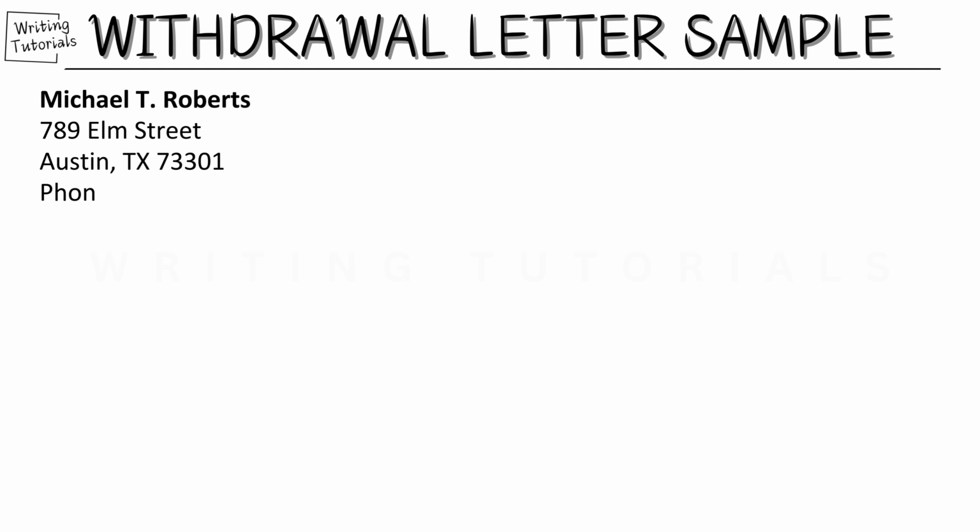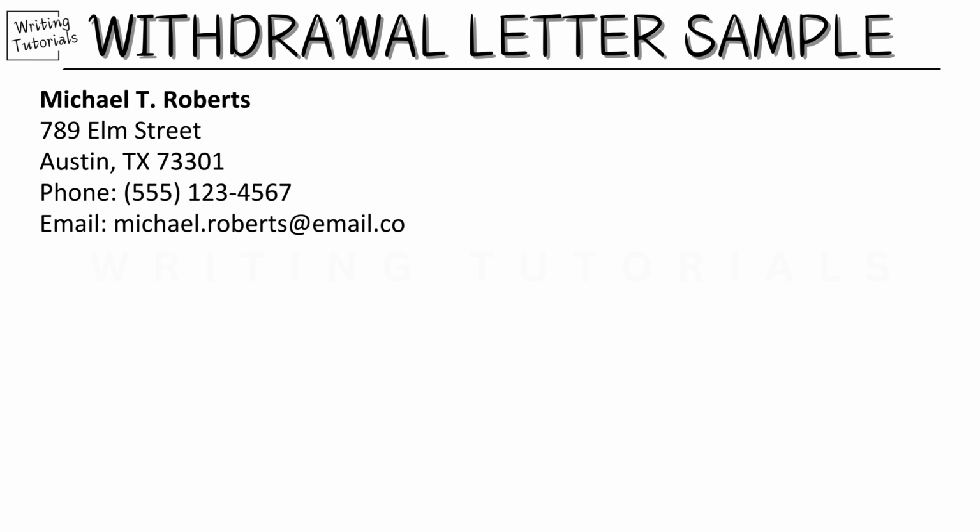Here, we have Michael Roberts as the student who's withdrawing. He starts by listing his contact information, his full name, address, phone number, and email. This information is essential because it ensures the admissions office knows who the letter is from and how to reach Michael if they have any questions. When you're writing a formal letter like this, make sure to include your complete contact details at the top. It may seem simple, but it's an important step to make sure everything is clear and official.